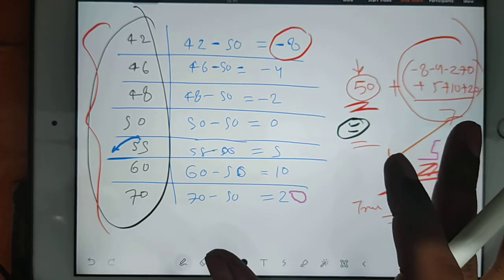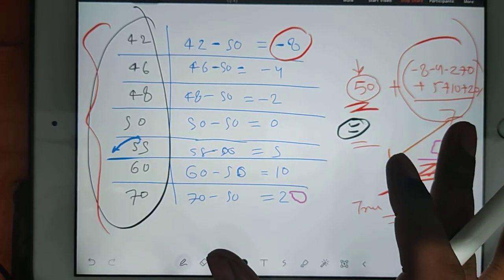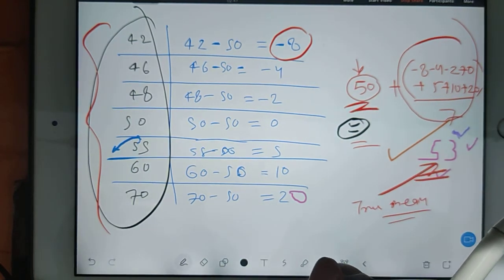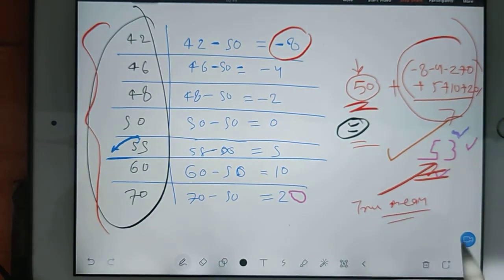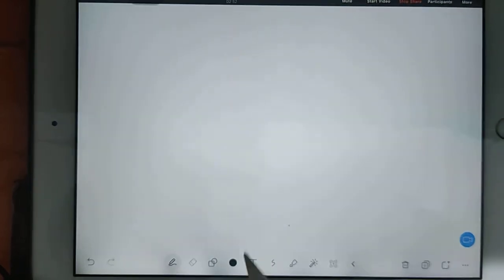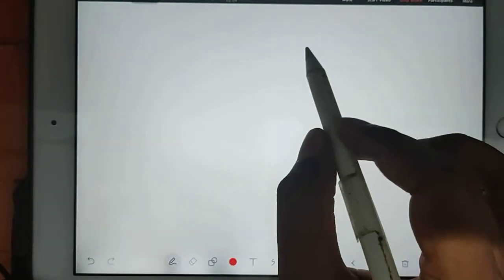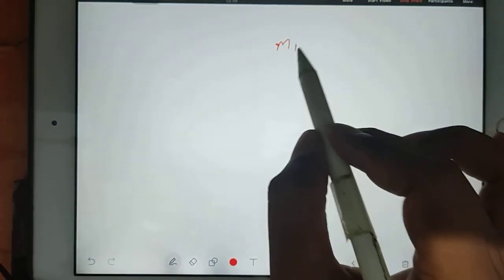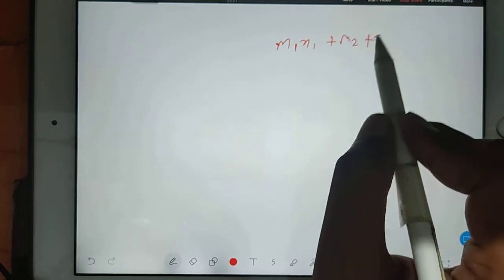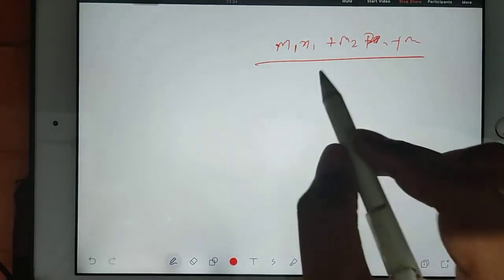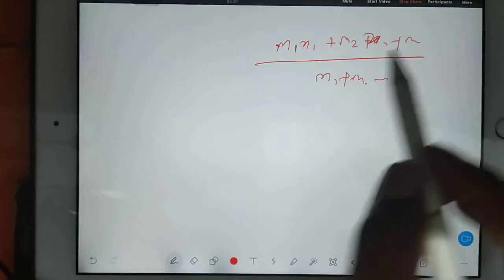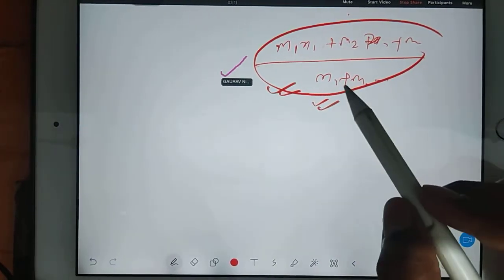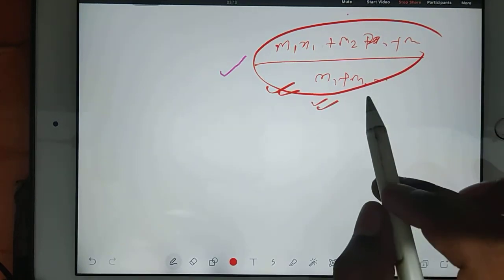Now, whatever mean you have seen so far was arithmetic mean. There is one more type of mean that is known as weighted arithmetic mean. I am changing the page. You used to remember this formula, right? How do we calculate center of mass location? We used to do it like this: m1x1 plus m2x2 plus m3x3 divided by m1 plus m2 plus m3. This mathematical technique is known as weighted arithmetic mean.